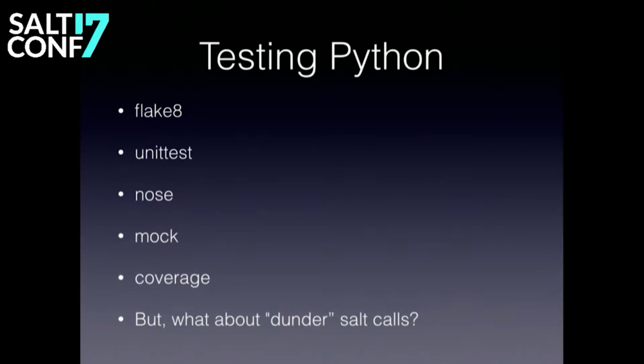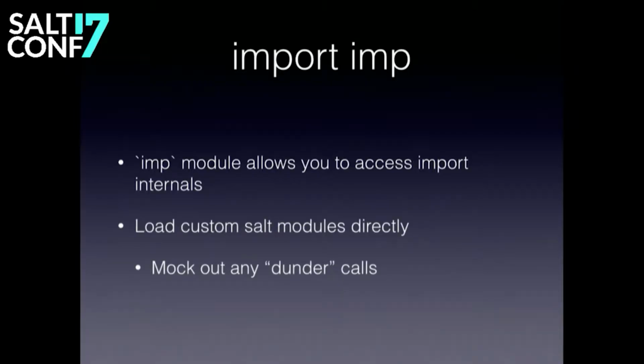The big problem we had is then, what do you do about the dunder methods? You have all these dunder methods. How do you abstract those out within your unit tests? And this is where the imp module comes into play. The imp module is the basis for how import works. So if you're using import, you're using imp essentially by default. What this allowed us to do was load the Salt modules directly, and then use mock to mock out all of the dunder calls.